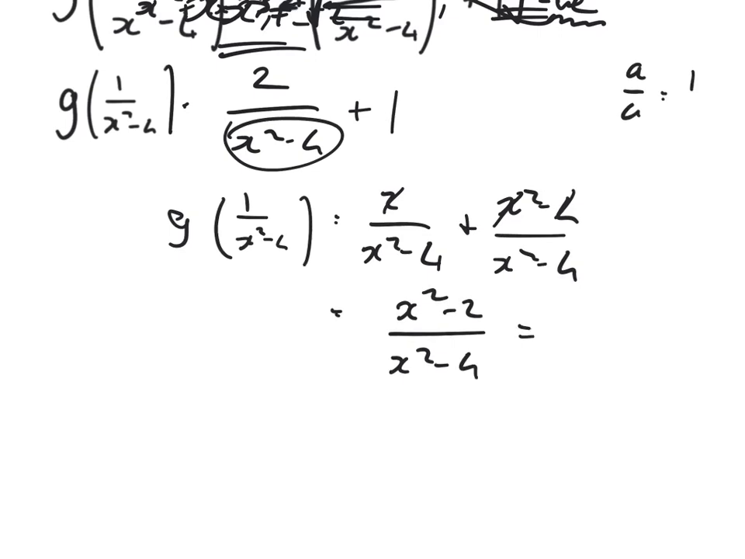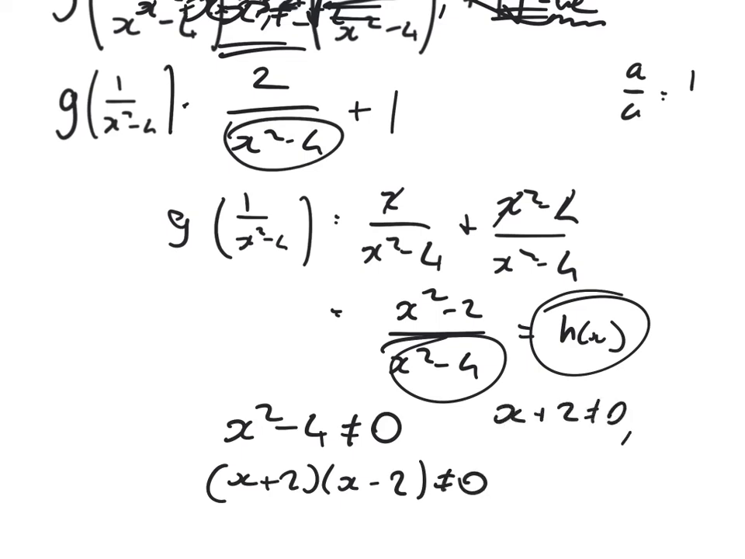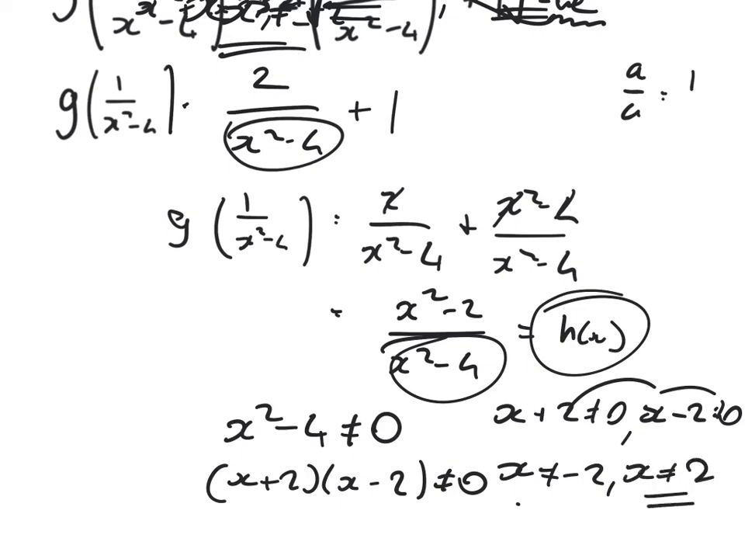Now remember that this is the function given by h of x. So I'm actually looking for the restriction on h. The denominator cannot be 0. Okay, difference of two squares. X plus 2 bracket x minus 2 cannot be 0. X plus 2 cannot be 0 and x minus 2 cannot be 0. So x cannot be minus 2 and x cannot be 2. Final answer.